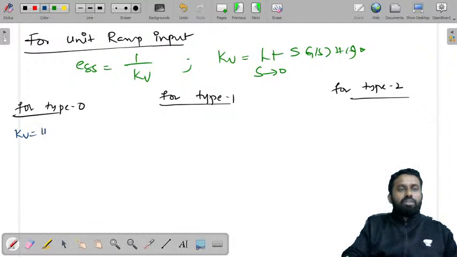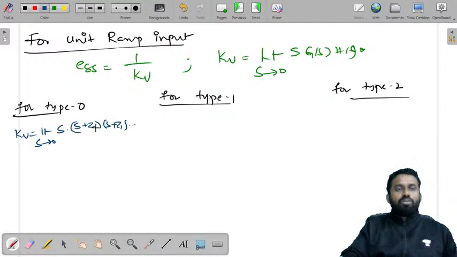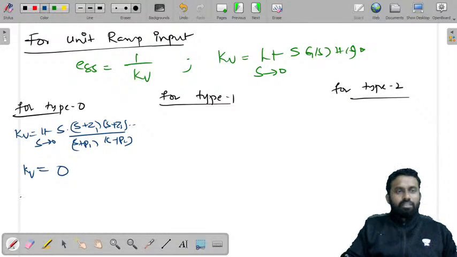What is Kv equal to? Limit s tends to 0, s into g of s for type 0, which is (s plus z1) into (s plus z2) and so on, by (s plus p1) into (s plus p2). If you apply s equal to 0, the Kv value will be equal to 0. Therefore, ESS is equal to 1 by 0, which is infinity.